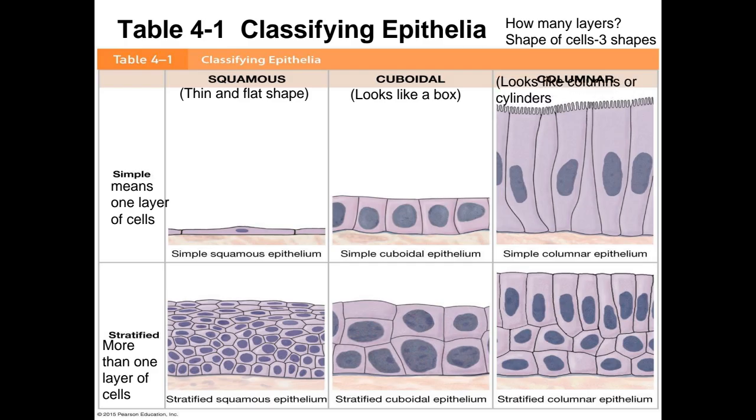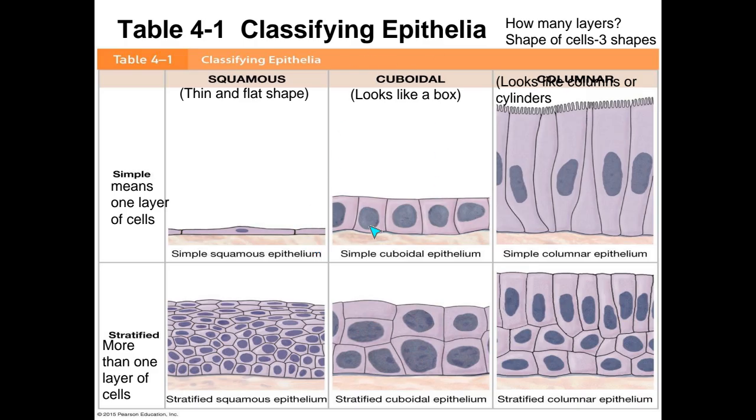Now to name these epithelial tissues, we combine the shape and the layers. That's how we name them. For example, if it's one layer of thin and flat cells, then it would be simple squamous epithelium or simple squamous epithelial tissue. You could call it epithelial tissue or epithelium, but you need to put one of them. You just can't say simple squamous. That's not enough.